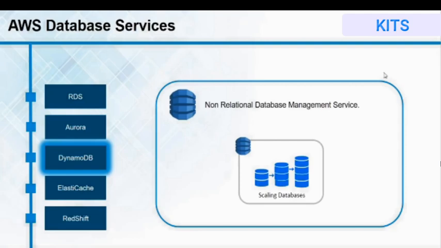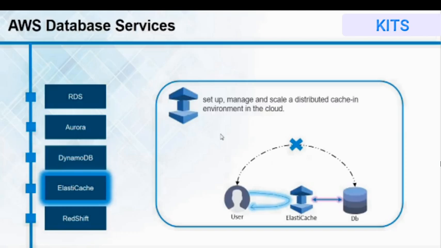Since you guys are all clear, let's move on to our next service, which is ElastiCache. ElastiCache is a caching service. It is used to set up, manage, and scale a distributed environment in the cloud. What that basically means is, suppose you have an application, right? Now the way databases work is like this.